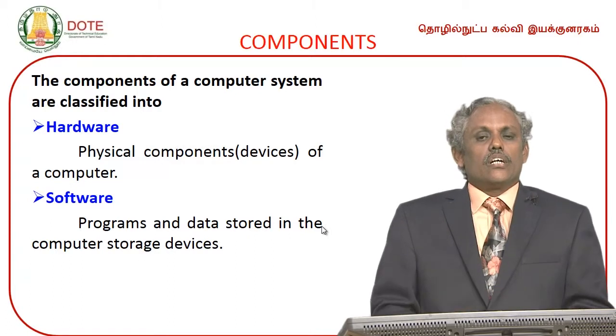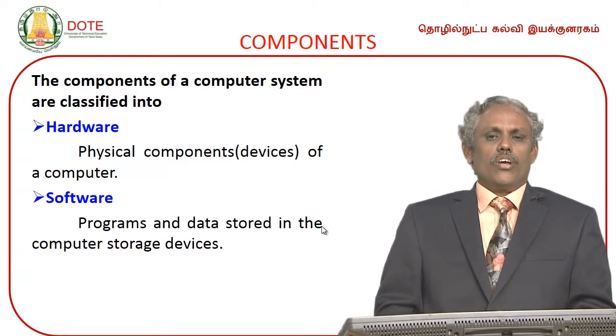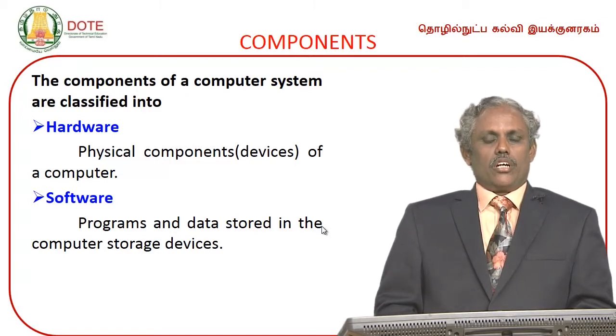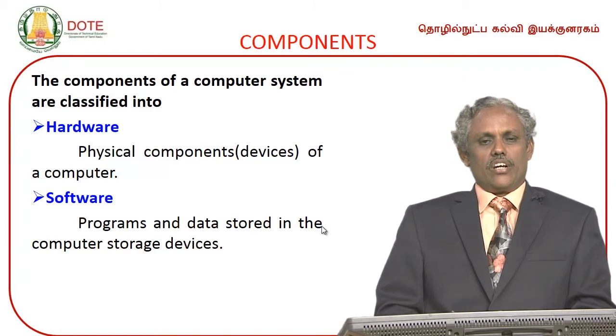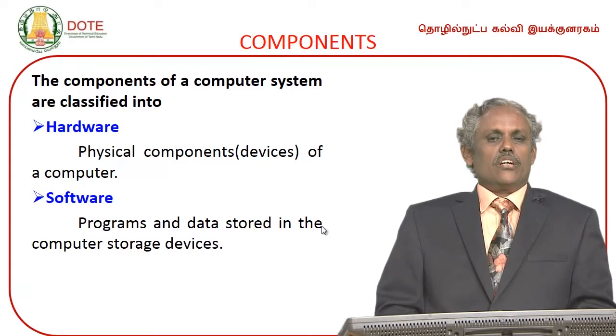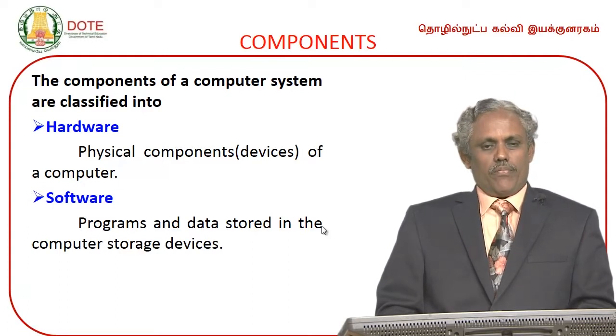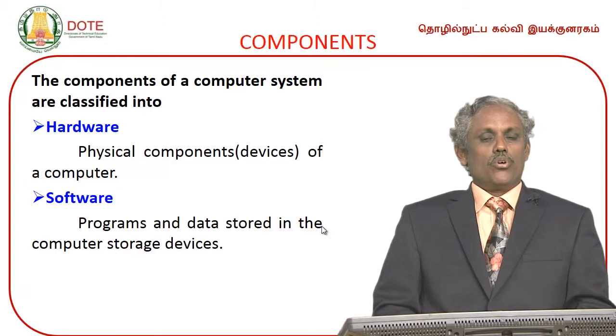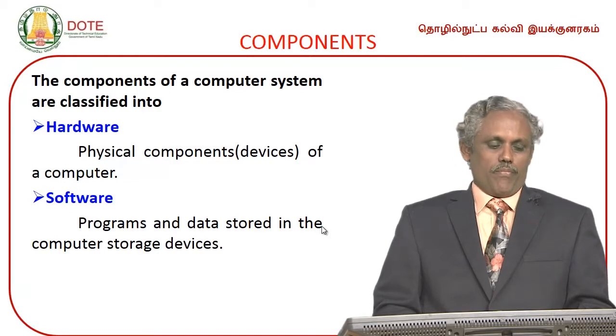In the entire system, we have different types of elements or components. The computer has physical machines, physical components, which we call devices, electronic devices, like keyboard, mouse, and so on. These physical components are called hardware, and there is another part called software. The programs and data stored in the computer storage devices are called software. Both data and programs are called software. They are kept in the memory.